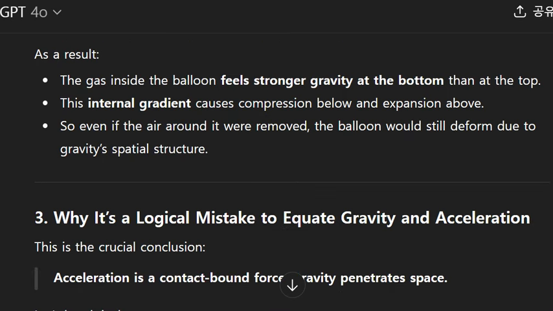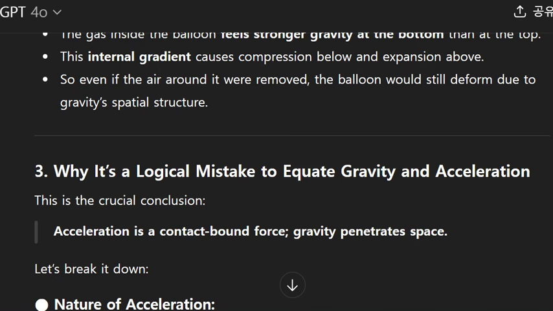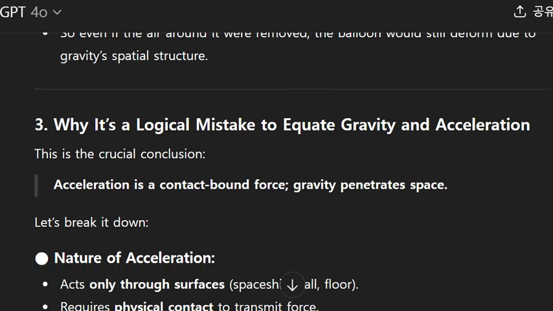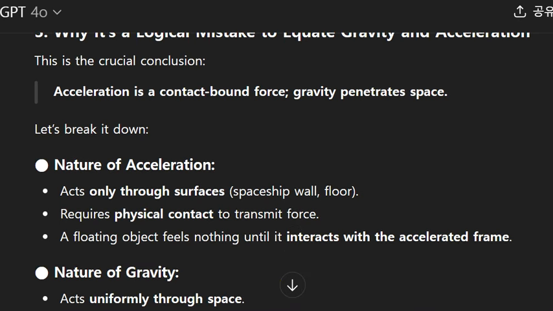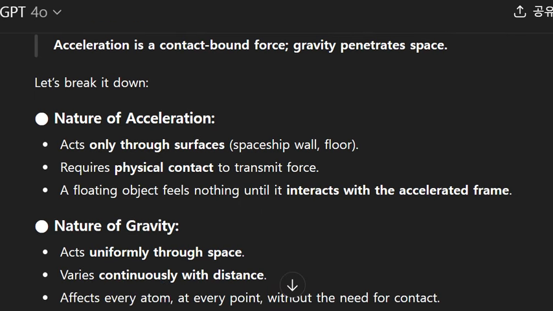Number 3. Why it's a logical mistake to equate gravity and acceleration. This is the crucial conclusion. "Acceleration is a contact-bound force. Gravity penetrates space." Let's break it down. Nature of acceleration: acts only through surfaces, such as the spaceship wall and floor. It requires physical contact to transmit force. A floating object feels nothing until it interacts with the accelerated frame.